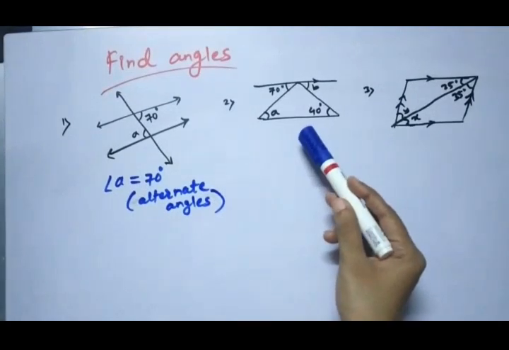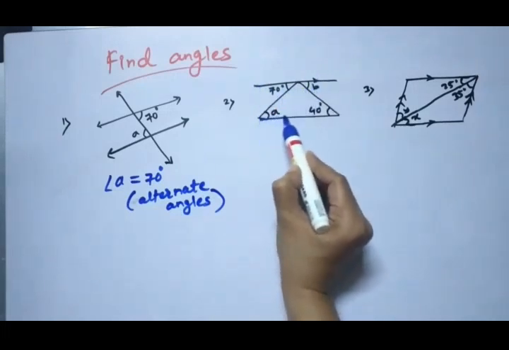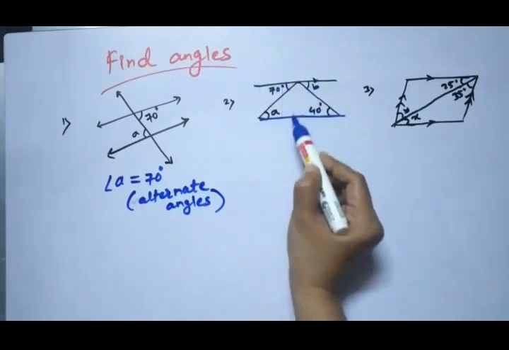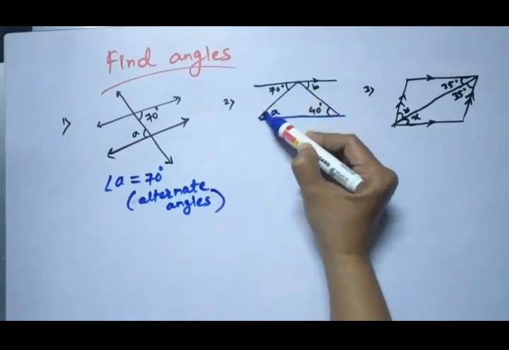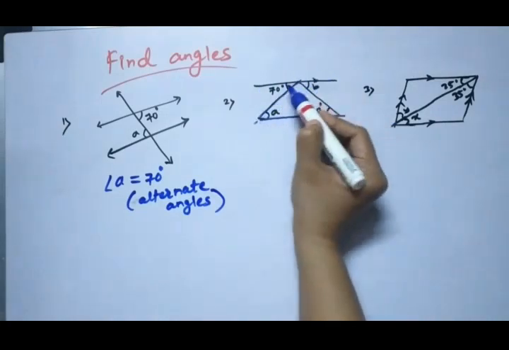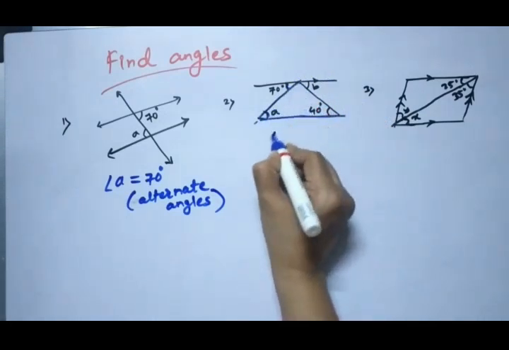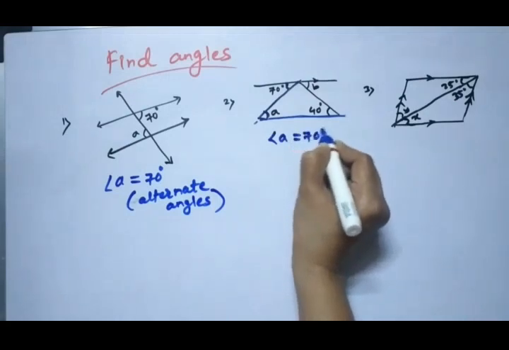Friends, the next figure is this one. You can see this is one parallel line and this is another parallel line. These two are parallel lines and here this line will act as a transversal. You can see, friends, this angle and this angle are again alternate angles. So angle A is 70 degrees.